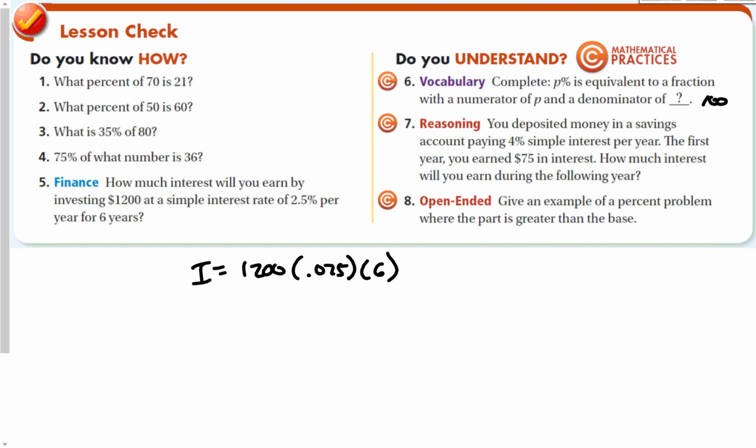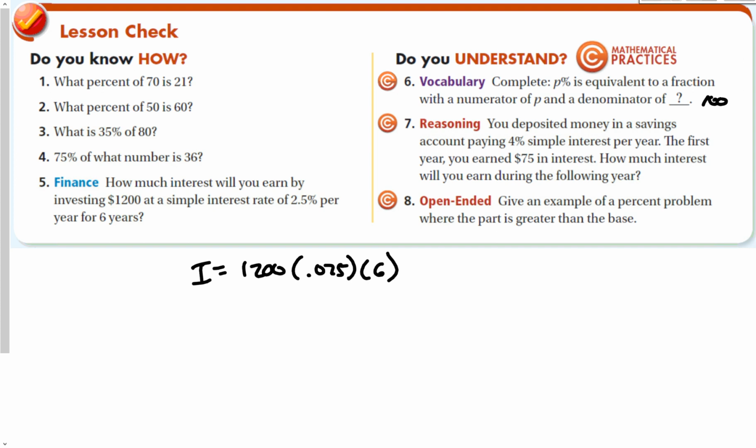You deposit money in a savings account paying 4% simple interest per year. The first year you earn $75 in interest. How much interest will you earn during the following year? Well, simple interest means that you are always going to get the same amount. So you're always going to get $75. What's nice about compounded interest is now that this $75 is in your account, the next year you will earn more interest. That's the difference between simple interest and compounded interest.